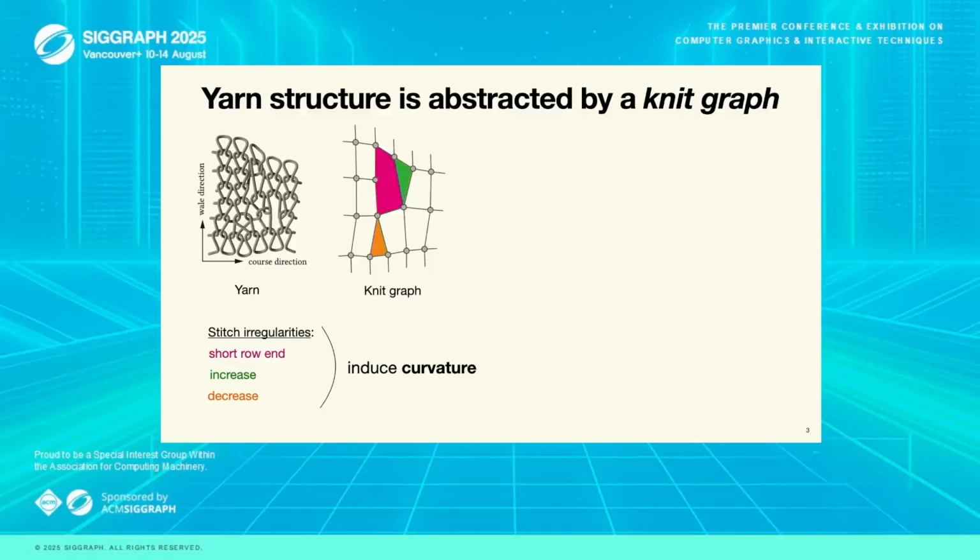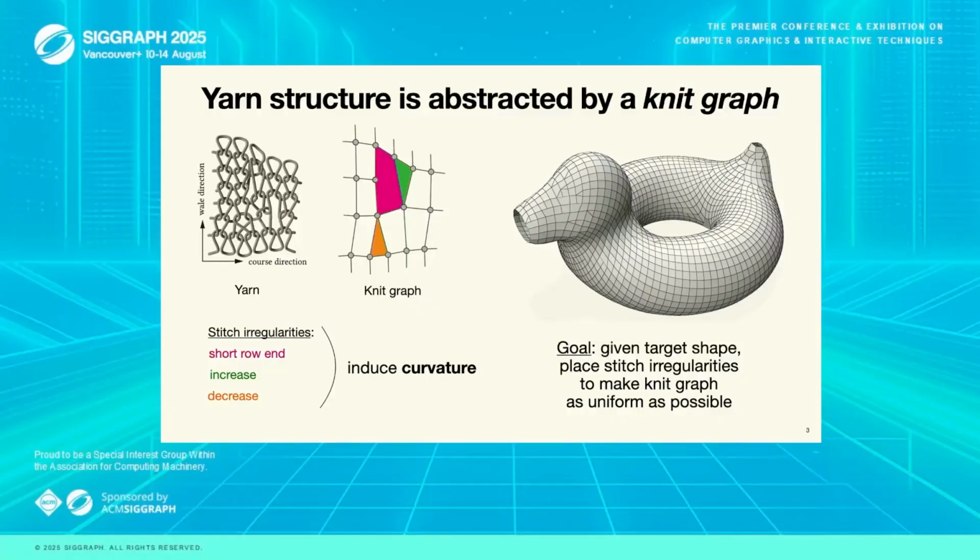As we can see here, the yarn can have irregular stitches that will introduce curvature in the fabric. We can have short row ends, which insert an extra row in the course direction, and we can have increases and decreases that will add or remove columns in the wale direction. And so the task we're addressing here is, given a target shape, how can we place stitch irregularities to make the knit graph as uniform as possible, meaning uniform size and 90-degree angles.